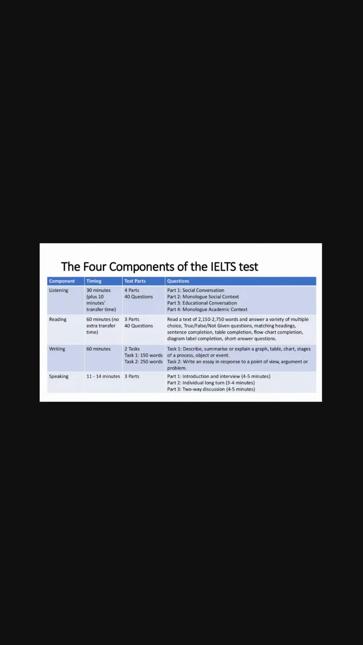Right, the four components of the IELTS test I already told you: listening, reading, writing and speaking. Listening is about 30 minutes. There are 4 parts, 40 questions. Part 1 is a social conversation. Part 2 is a monologue in a social context. Part 3 is an educational conversation. And part 4 is a monologue in an academic context.